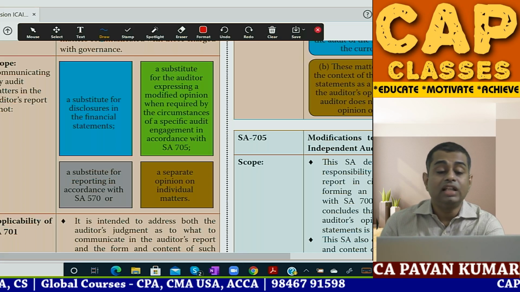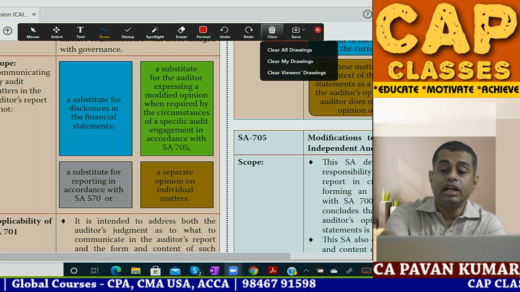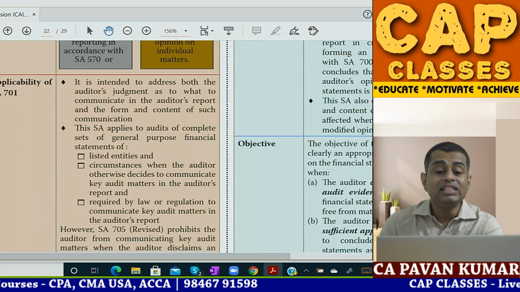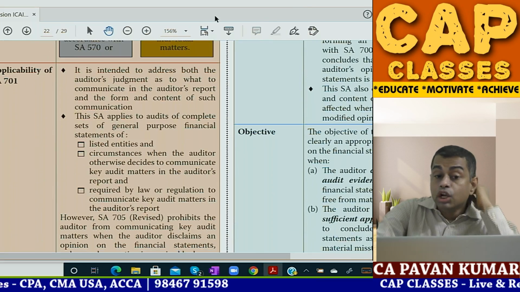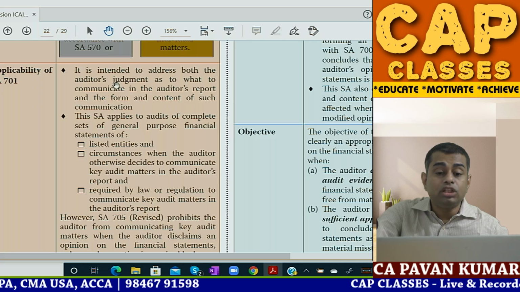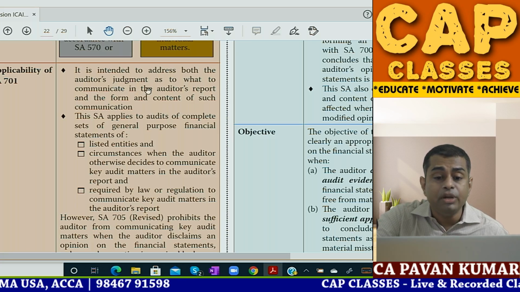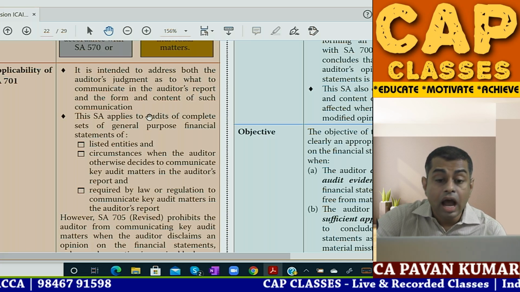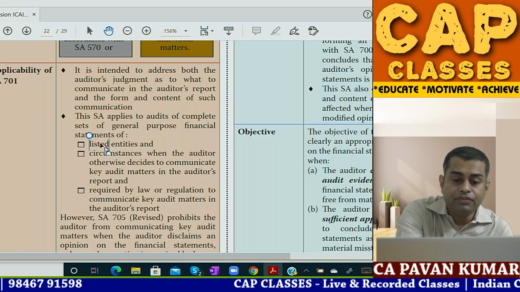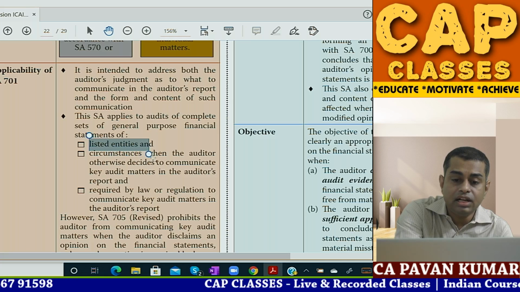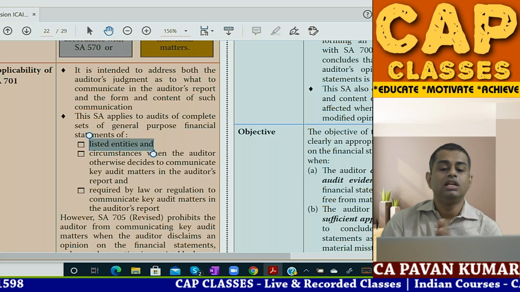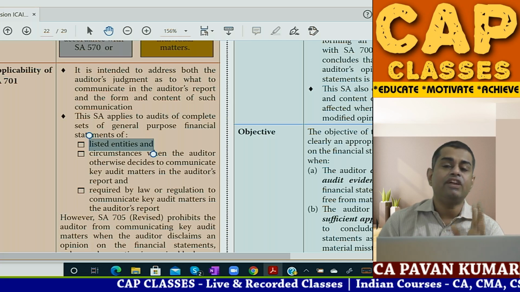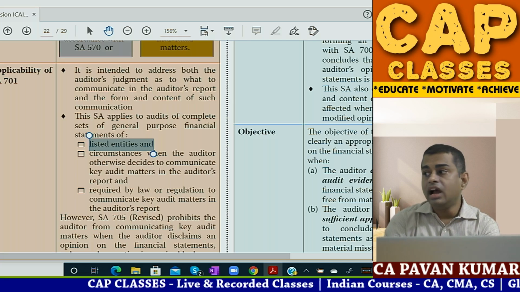Then comes the applicability of 701. It is applicable to listed entities. So look here, it is intended to address both the auditor's judgment as to what to communicate in the audit report and the form and content of communication. It applies to general purpose financial statements of listed entities. There are 3 circumstances. Point number 1. In case of a listed entity, I will give CAM.